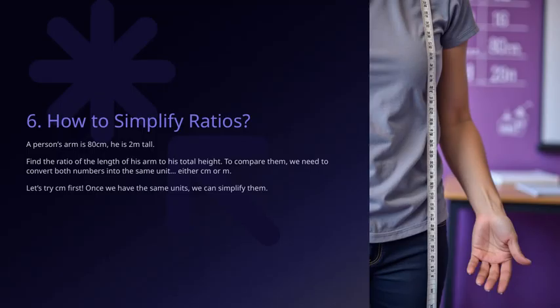Now, let's look at how to simplify ratios. Imagine a person whose arm is 80 centimeters long and who is 2 meters tall. Our goal is to find the ratio of his arm length to his total height. To do this accurately, we need both measurements in the same units. This is a key step because ratios compare quantities directly, and having different units can make that tricky. So let's try converting everything into centimeters first. Once both measurements are in centimeters, simplifying the ratio becomes straightforward. This process highlights an important concept: converting units to compare measures effectively, which is essential in many real-world situations and throughout our study of ratios.